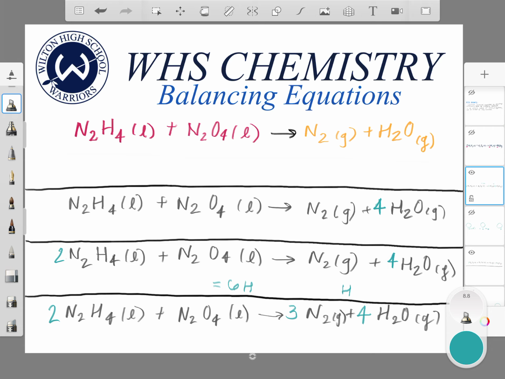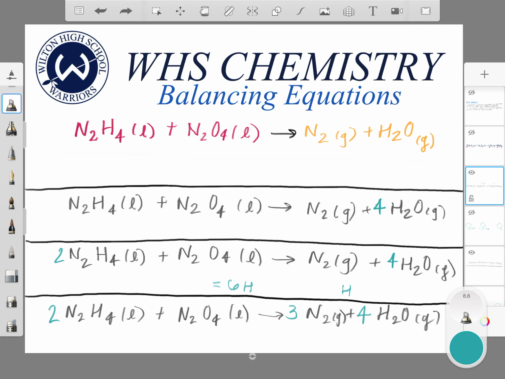So we know that we've hit the end of balancing an equation when we can go through and the atoms of each element are equal on both sides. So let's make sure we can do that here before we move on. We have 4 nitrogen here, 2, so another 2 here. So that gets us 6 nitrogen on the left, and then we have 3 times 2 is 6 nitrogen on the right, so we're good with nitrogen.